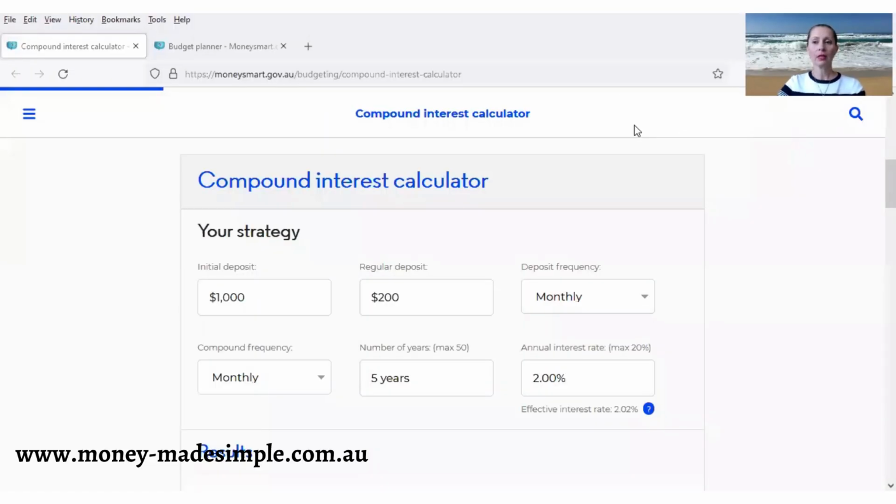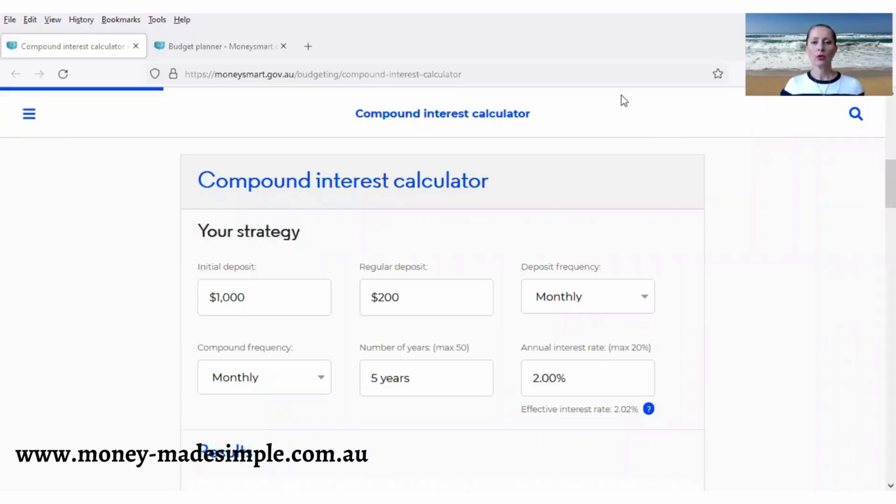Today's topic will be on saving. We've spoken previously about retirement, so superannuation, and also about debt. And today we'll go into what's the beauty of compounding interest when it works for you. So I'll share my screen and show you some of the calculators that are available.